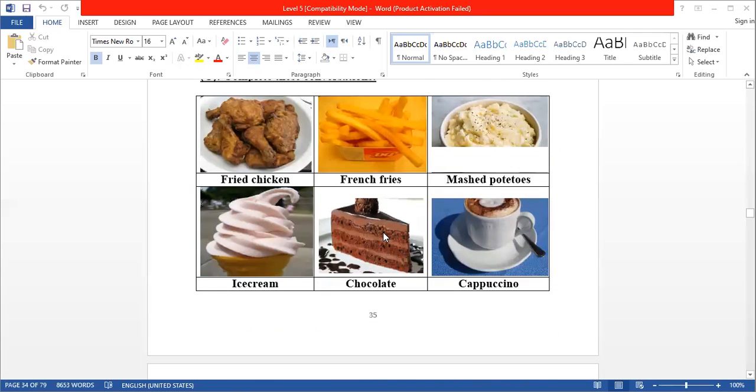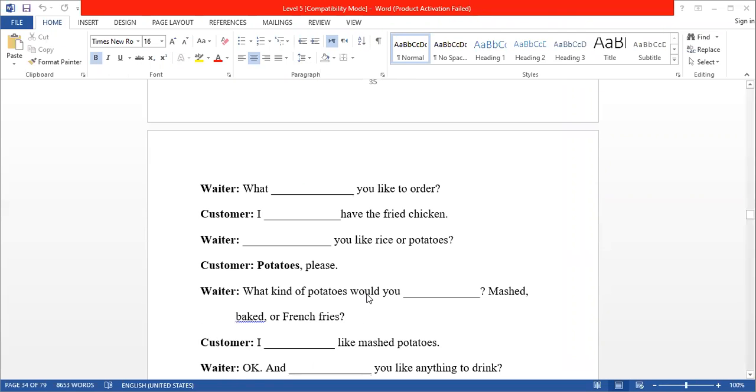Now we are going to do this exercise. We have read these words: fried chicken, French fries, mashed potatoes, ice cream, chocolate, cappuccino. We are going to complete this dialogue. Waiter, what would you like to order? We're going to write would.